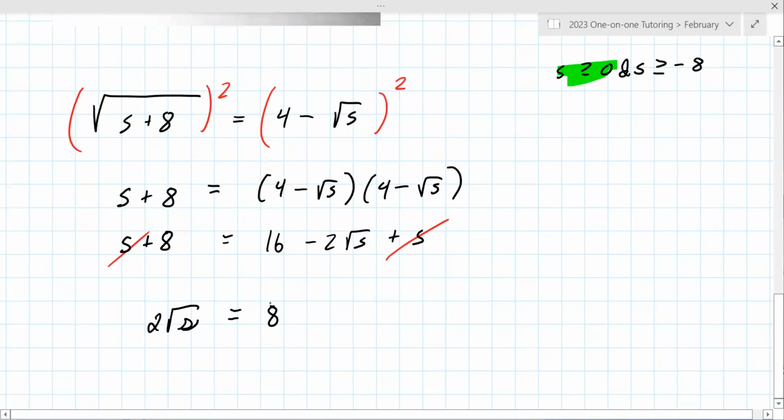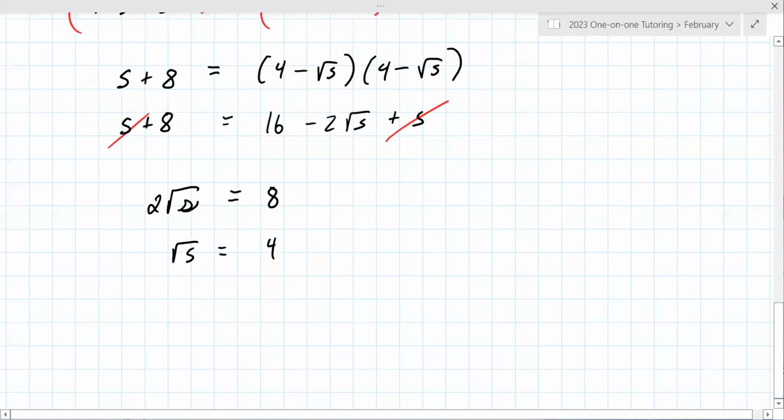Now, if the number in front of the square root goes evenly into the number or thing on the right, like there could be multiple terms on the right, if it goes in evenly, you do want to divide by it. So you really want this to be square root of s equals 4, rather than squaring the left and squaring the right, because that's what we do have to do next. It reduces the problem. So s equals 16. Okay.